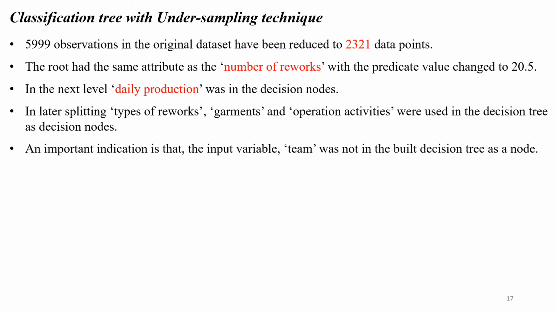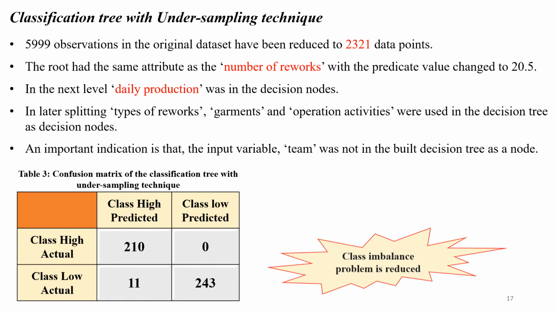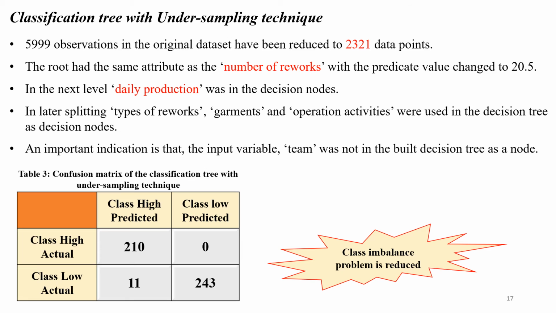However, still the root node has the same attribute, the number of reworks. In the next level, it is the daily production in the built classification tree. An important factor in here too, the variable t is not in the built tree. The confusion matrix indicated that there are only 11 misclassifications, and there are 210 and 243 correct classifications. Now it indicates that the class imbalance problem has reduced.